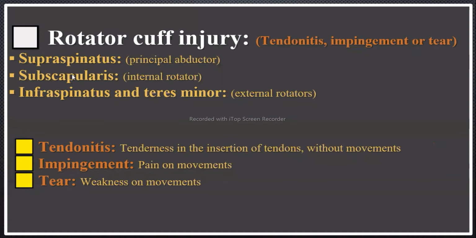Internal rotator, subscapularis. External rotator, infraspinatus and teres minor. Always these muscles together, right? Yes. Okay. So regarding abduction and rotation, remember that.